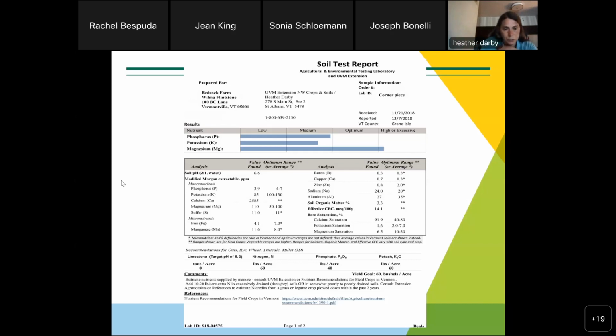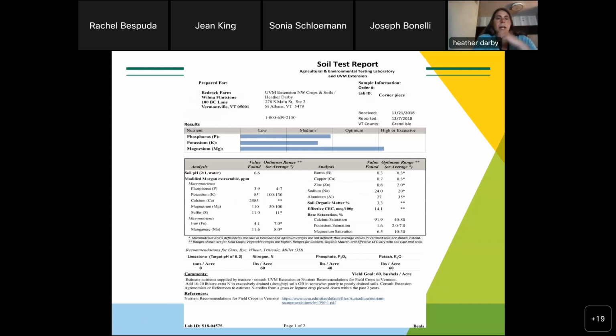So you can see on this particular soil test down on the bottom, it says recommendations for oats, rye, wheat, triticale, and millet, which apparently was something I chose for this example soil test. But the recommendation for pasture is going to be different. Okay, it's not going to be the same as this. So that's just something to know. So if you are looking at a farmer's soil test and you see that it says they're growing corn, but there's actually pasture in that field, you're going to want to make a new recommendation. You are not going to want to use that one because it will be different.